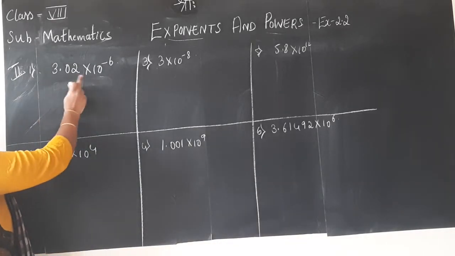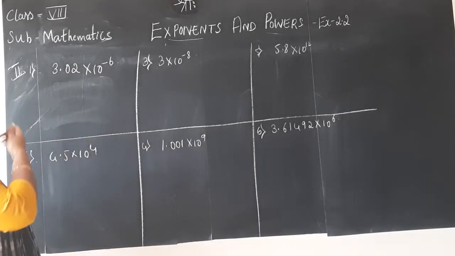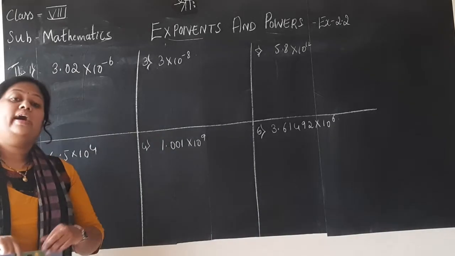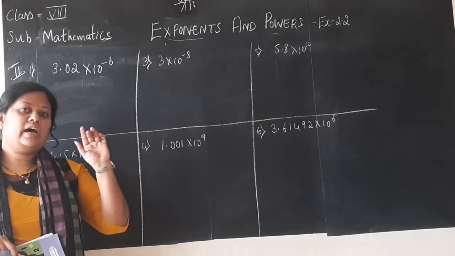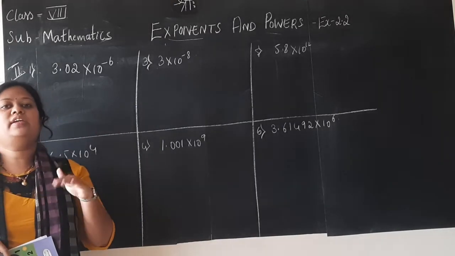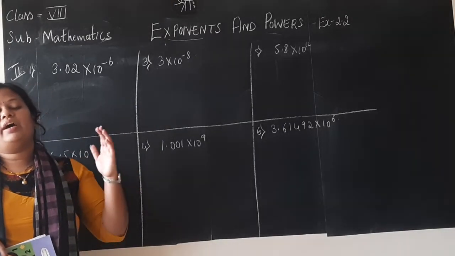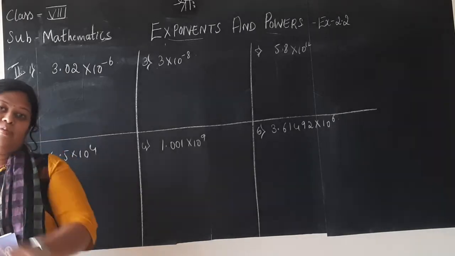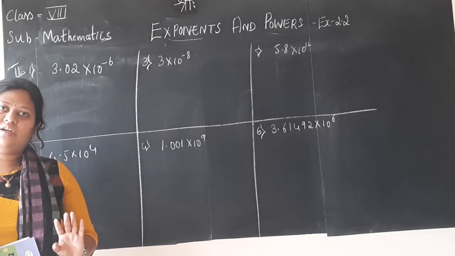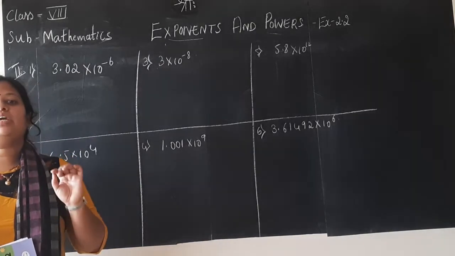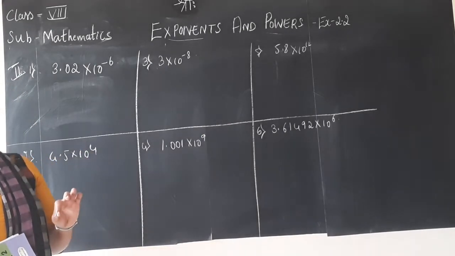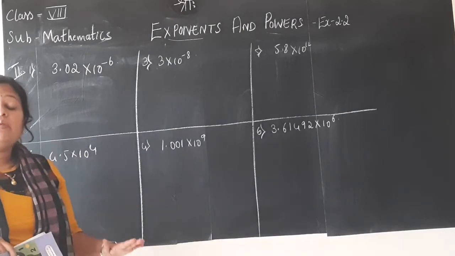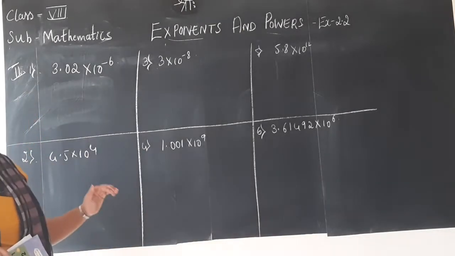First question is 3.02 into 10 to the power minus 6. As you kept the hint there, if you have the number followed by zeros, then it is a big number. If you have 0.0000 followed by any number, then it is the smallest number. If the number is smallest, then you get a negative exponent. If you have the bigger number, you get a positive exponent. You have understood. The same clue you should apply here as well.